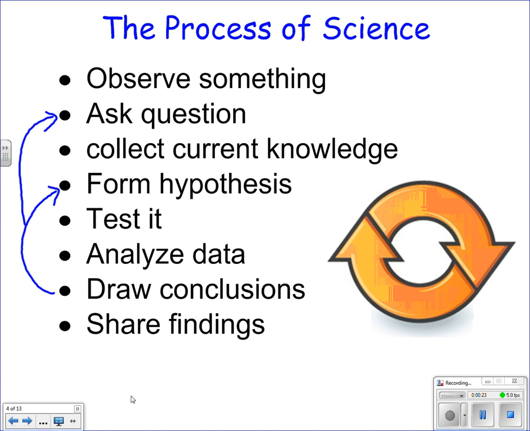Scientists make observations about something. That causes them to ask a question. They think about and collect their current knowledge related to that question, and they use that to form a hypothesis, which is a prediction based on their prior knowledge. Then they test that hypothesis either through an experiment or some sort of model or research.